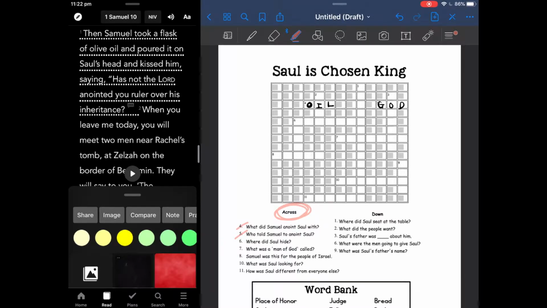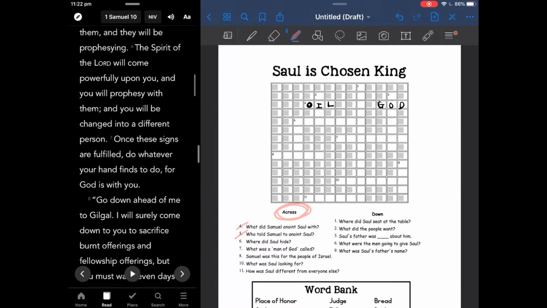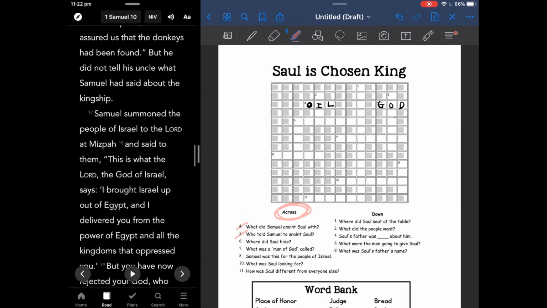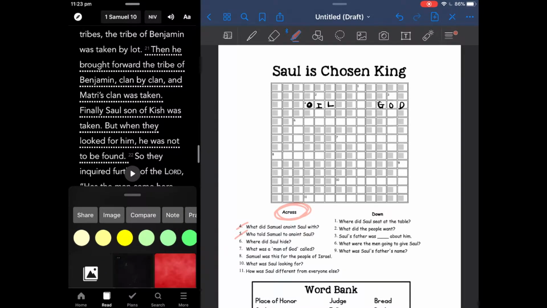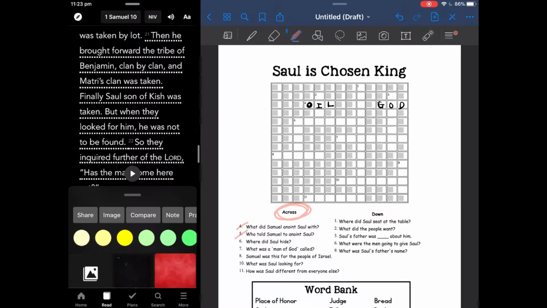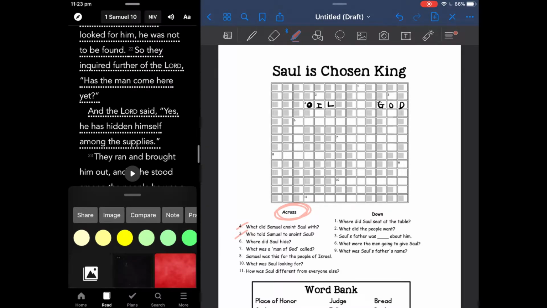Question 6. Where did Saul hide? Do you guys remember where Saul hid? So in chapter 10, verse 21, I go to 21. 21 to 22, it says, "So then he brought forward the tribes of Benjamin, clan by clan, and Matri's clan was taken. Finally, Saul son of Kish was taken. But when they looked for him, he was not to be found. So they inquired further of the Lord, 'Has the man come here yet?' And the Lord said, 'Yes, he has hidden himself among the supplies.'"